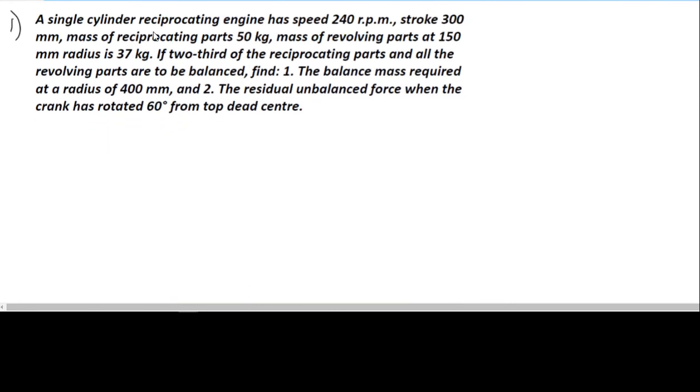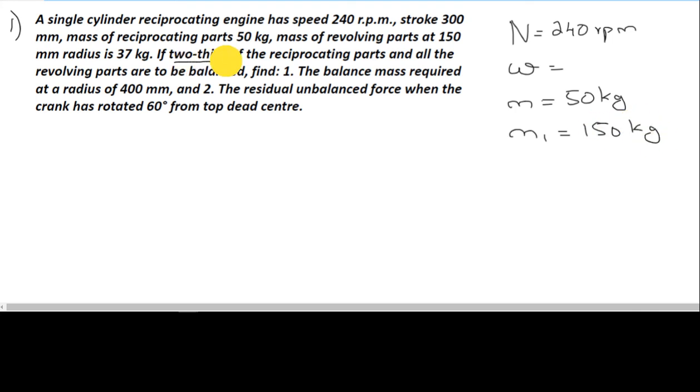And let's consider this numerical. A single cylinder reciprocating engine has a speed of 240 rpm. That means N is given as 240 rpm. From this we have to find omega. And stroke is given as 300 mm, and mass of reciprocating parts, that means m, is given as 50 kilogram, and mass of revolving parts, that is m1, is 150 kilogram.